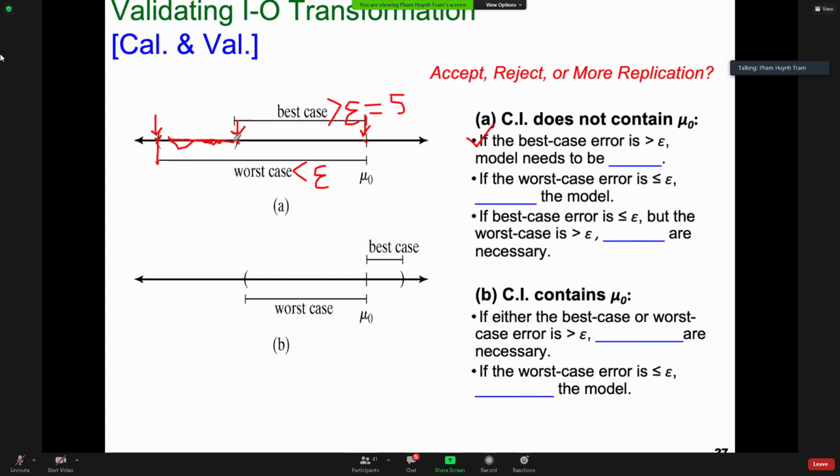All right, now we have the third case. We are done here; for the second one, we accept the model. Now the third one: if our best case error is smaller than epsilon, let me delete this one. Now, is our best case error smaller than epsilon? But the worst case is larger than epsilon. What is your conclusion?